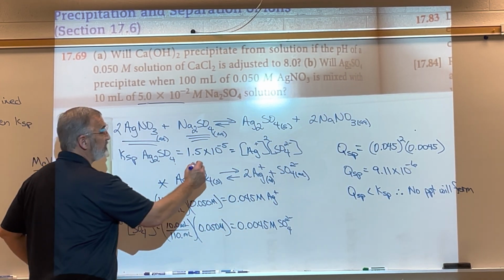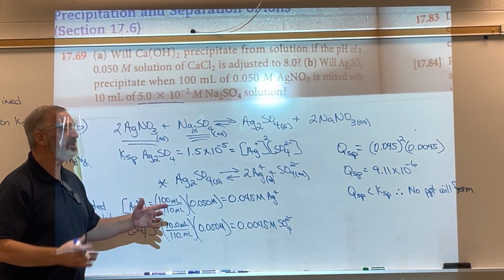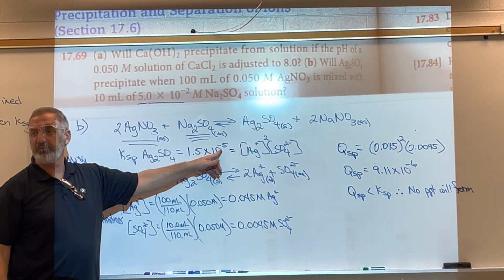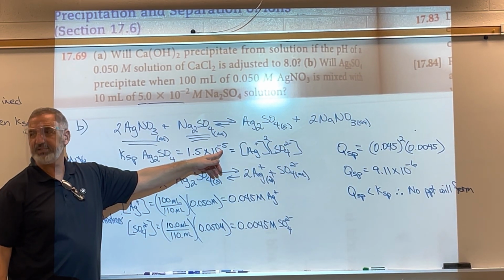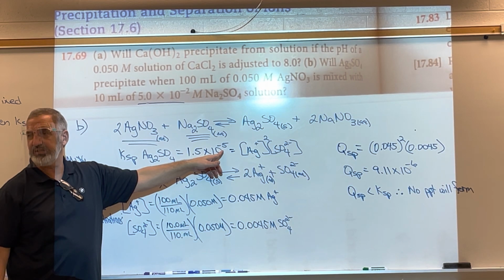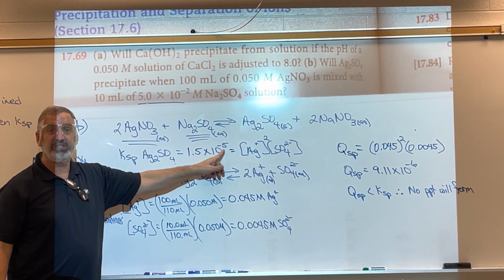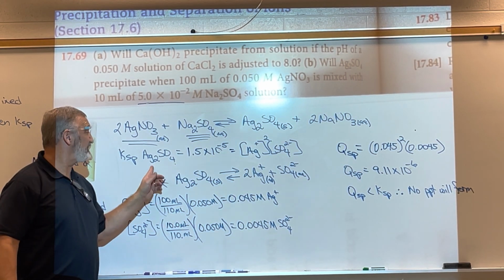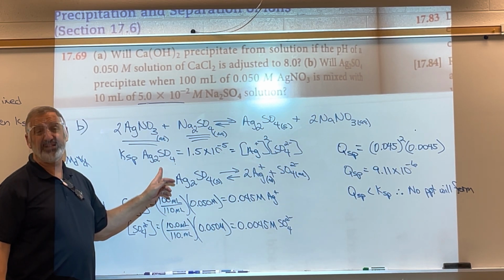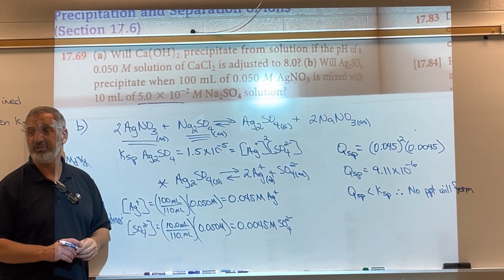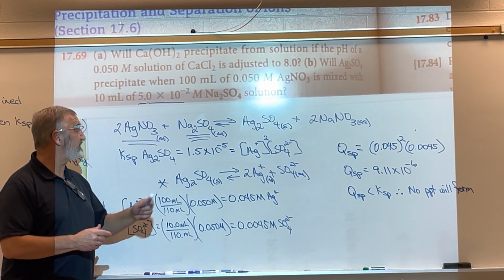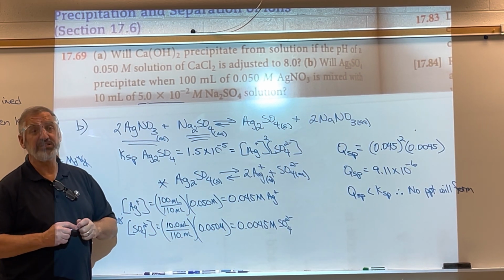And notice this Ksp, relatively speaking, is a fairly big number. Most of them are around 10 to the minus 10, 10 to the minus 11, 10 to the minus 18, 19. 10 to the minus 5 means that it's not soluble, but it's kind of soluble still. So the bigger this Ksp value, the more that actually does dissolve.